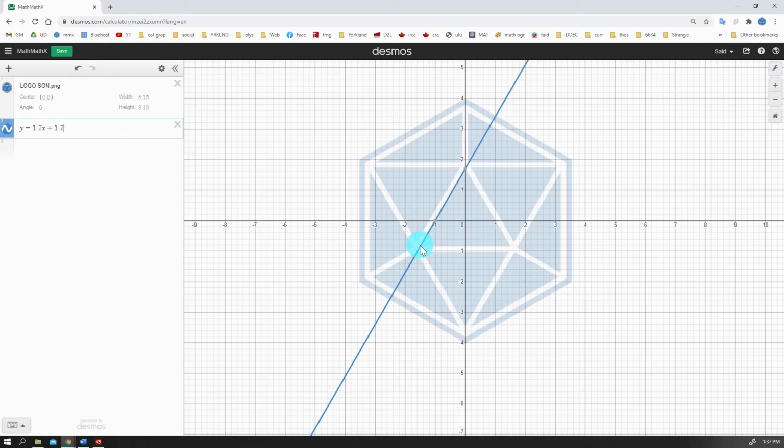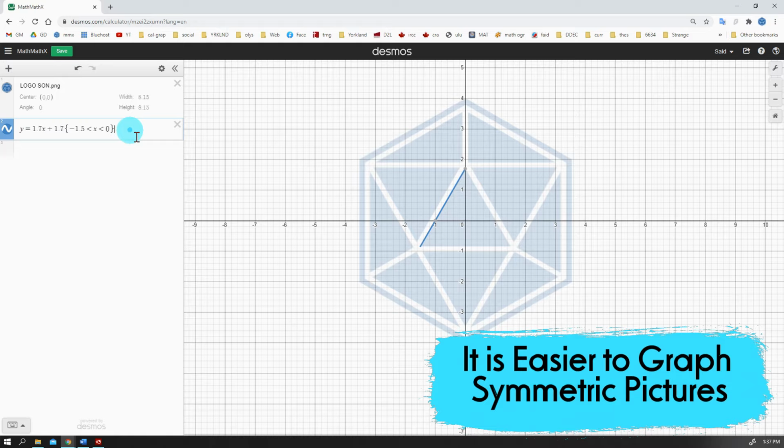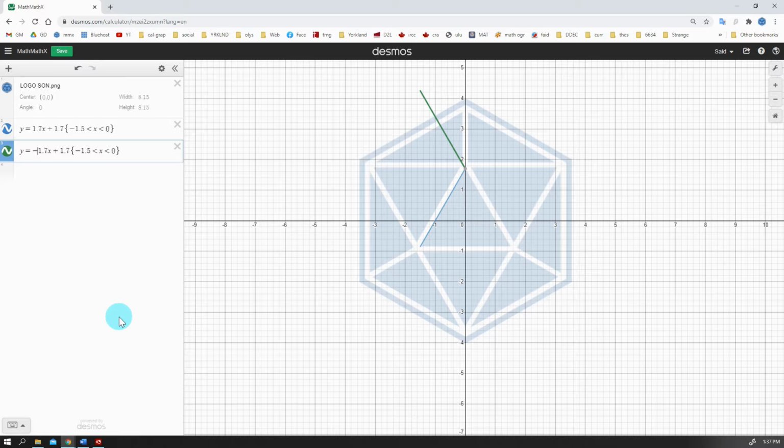And I can set the domain now. It's going to be maximum 0 and a minimum of something like negative 1.5. Yes, it's good. And since this picture is symmetric, guys, we can use the same equations and change slope or y-intercept to get other parts of the shape. So for example, if I make the slope negative and reset the domain, you see, it gives me the other side of the triangle. This is good.